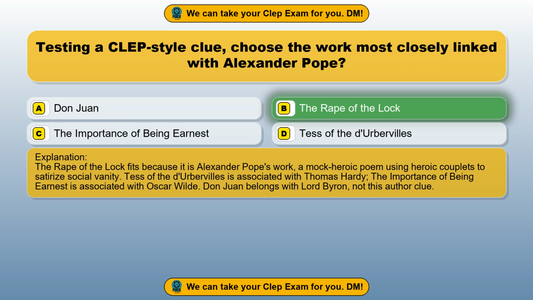The Rape of the Lock fits because it is Alexander Pope's work, a mock-heroic poem using heroic couplets to satirize social vanity. Tess of the D'Urbervilles is associated with Thomas Hardy, The Importance of Being Earnest is associated with Oscar Wilde. Don Juan belongs with Lord Byron, not this author clue.